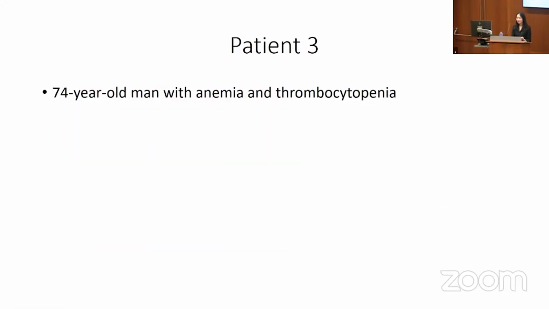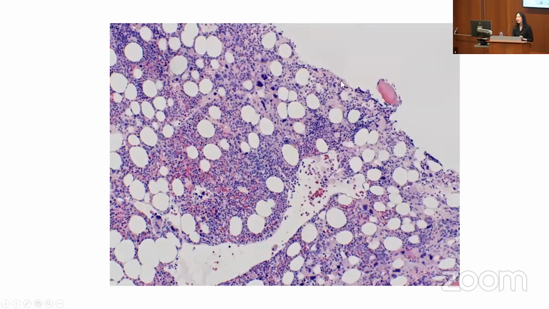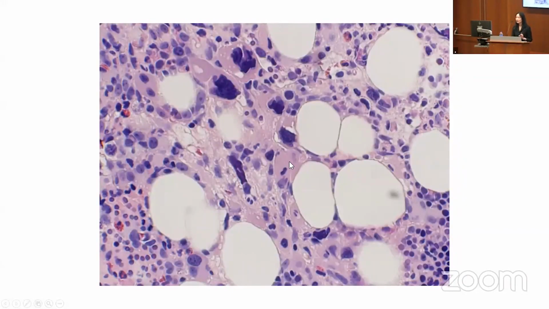In order to get to this final case, this is a 74-year-old man with anemia and thrombocytopenia. And this is a bone marrow that is hypercellular for his age. And even at low power, you can see that the megakaryocytes are markedly increased and dysplastic. So they have hyperchromasia, small hypolobated nuclei. You can see here that they're all clustered together abnormally with dysplastic morphology. The myeloid to erythroid ratio is also off. That should be 3:1, but the erythroids are predominant in this bone marrow.